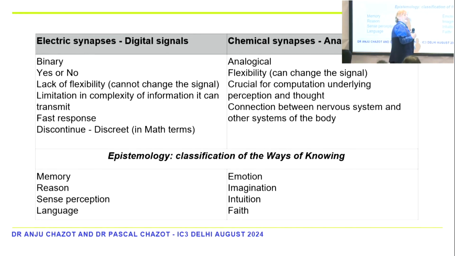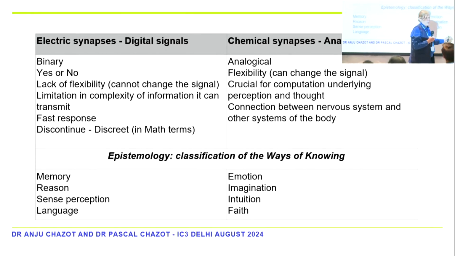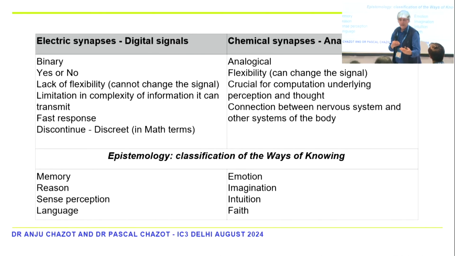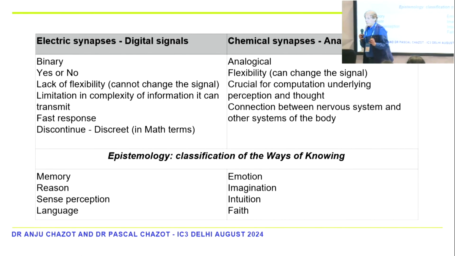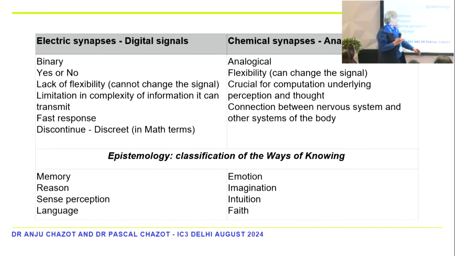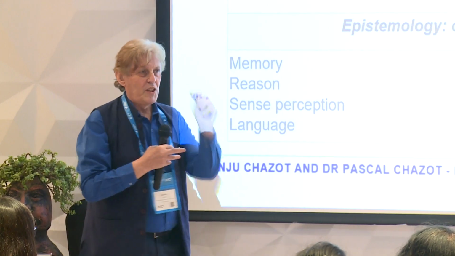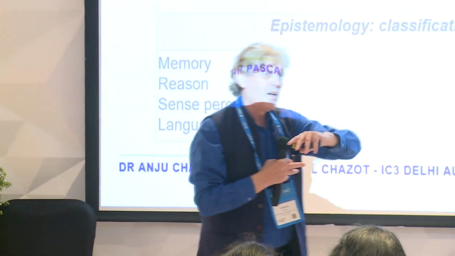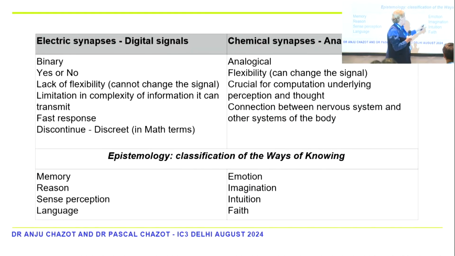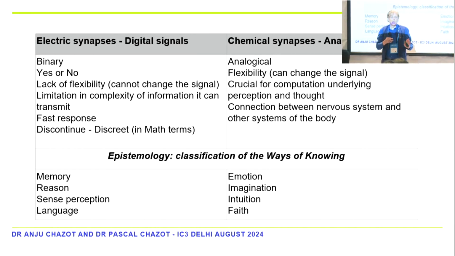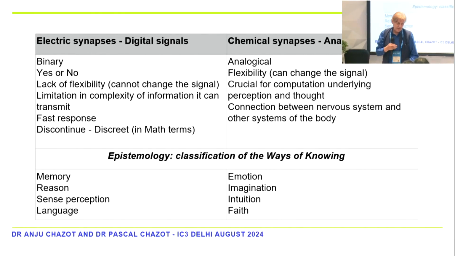You will have the shabda here, which means the word, and here you will have the upamana, which means the analog. So whatever system of epistemology we take, we'll find this distinction. In that, we'll have the memory, reason, sense perception, language. Language as a signal, not language as a symbolic. And here you will have the emotion, the imagination, the intuition, the faith, or the upamana in the Indian system. Okay, so this is where the limit between the brain and the computer is.